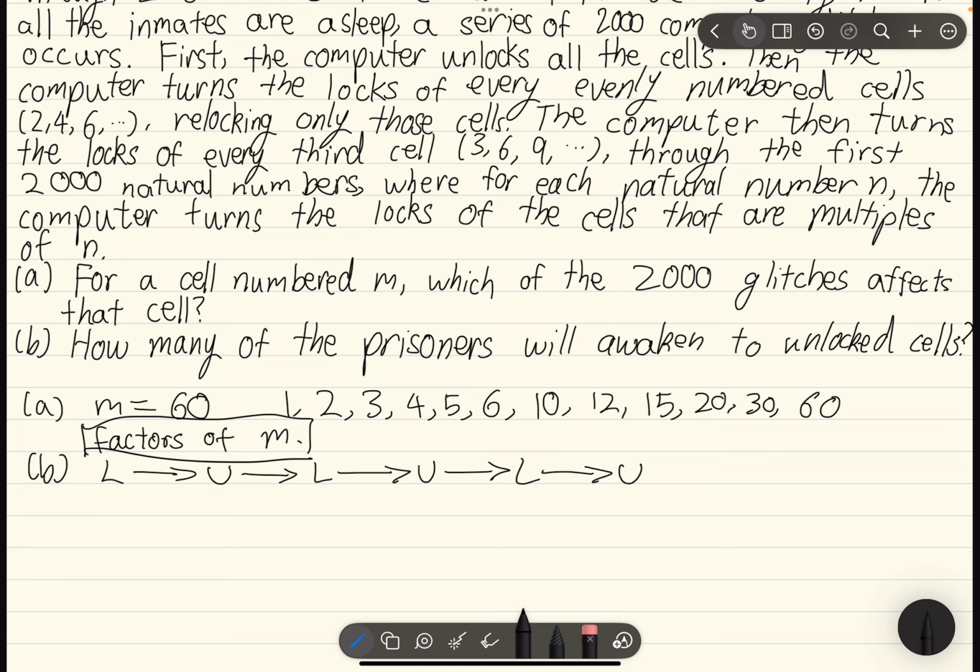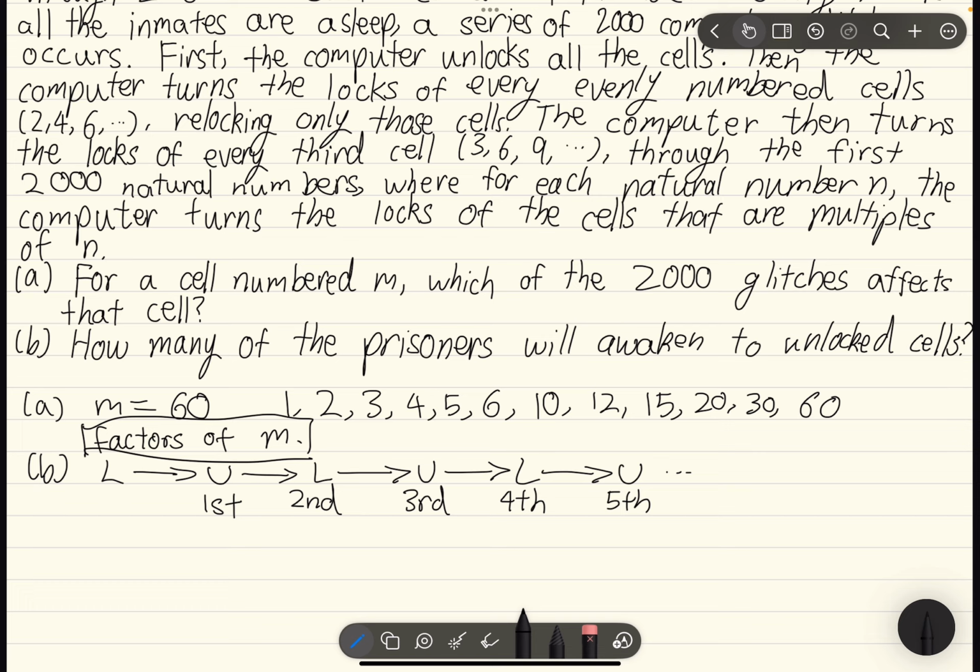Every time there's a glitch that is a factor of the cell number, the situation flips. So notice that. This is the first glitch. On the first glitch that this cell experiences, it turns unlocked. The second glitch the cell experiences, it's locked. Third, unlocked. Fourth, locked. Fifth, unlocked again, etc. So an odd-numbered glitch that this cell experiences makes it unlocked, and an even-numbered glitch makes it locked.